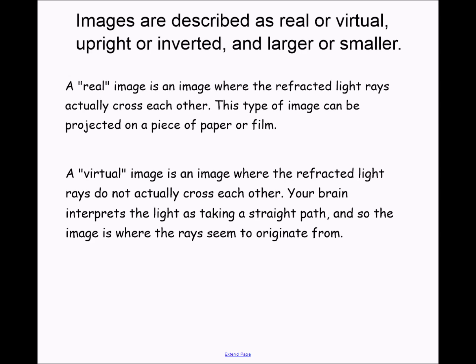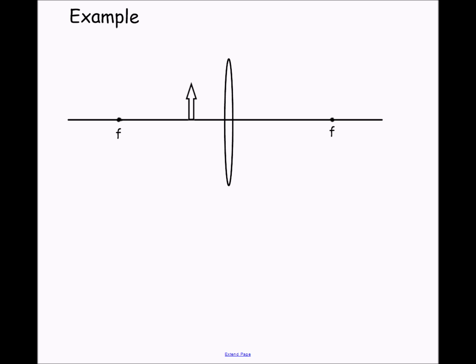And then a virtual image is one where the refracted light rays actually don't cross each other. So they don't actually go across each other in real space, but when you carry them backwards, you see that they look like they're coming from a certain place. Back to that perspective drawing idea that I talked about. I'm going to show you an example here in just a moment on how to do a ray diagram where a virtual image gets made.